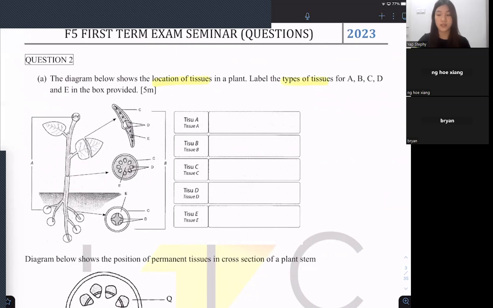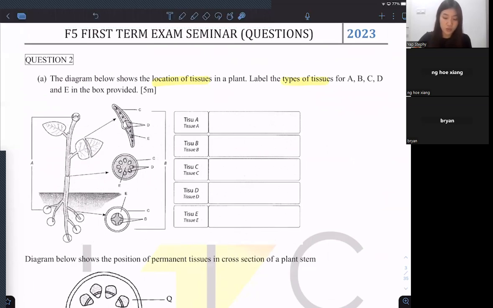Label the type of the tissue for A, B, C, D, and E. So this one is the type of the tissue, so you don't need to write the specific name. Just write the type of tissue. For example, tissue A is labeled for these two parts. Yes, very good. This one is for the shoot tip, and at the bottom this one is for the root tip. The shoot tip and the root tip, we name it as a meristematic tissue. Or if you want to be specific, apical meristematic tissue also can.